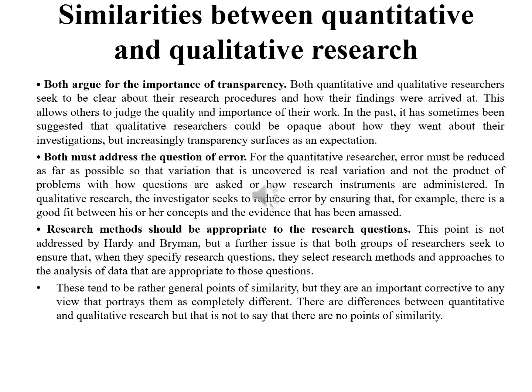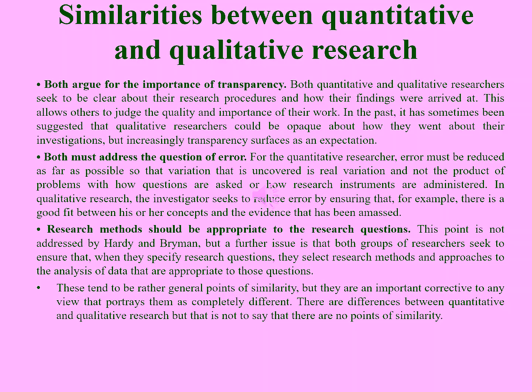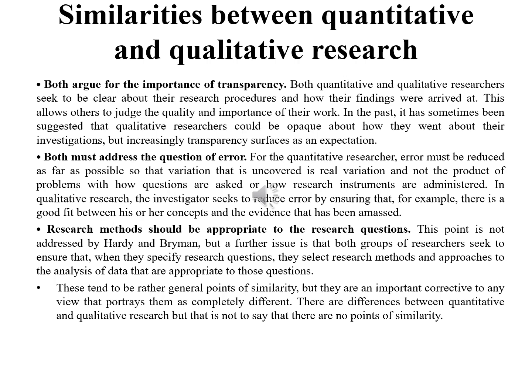Then we have another similarity: both address error. Both try to make sure that findings are accurate and not affected by mistakes. Quantitative research reduces errors in surveys, measurement and calculations, and qualitative research makes sure the conclusions properly match the evidence the researcher has collected. Both try to reduce mistakes and improve accuracy.